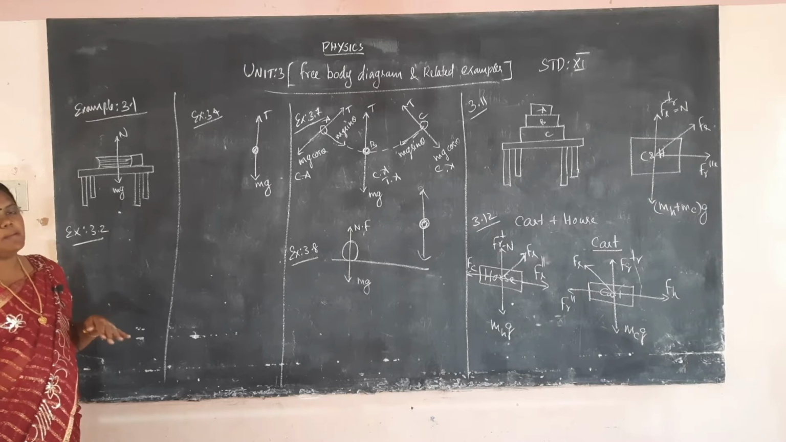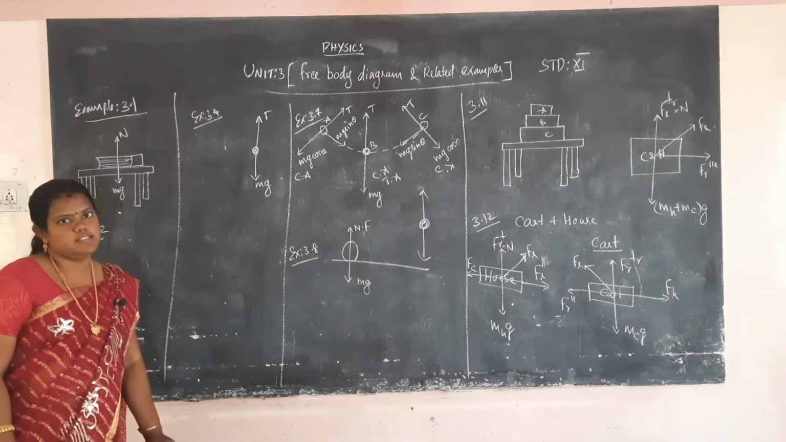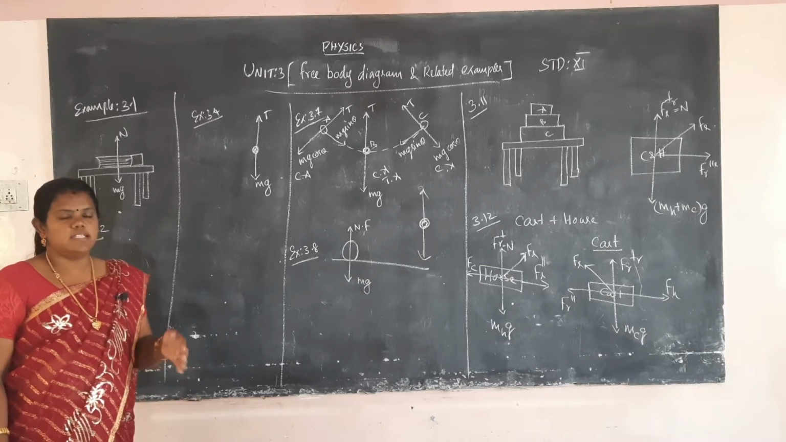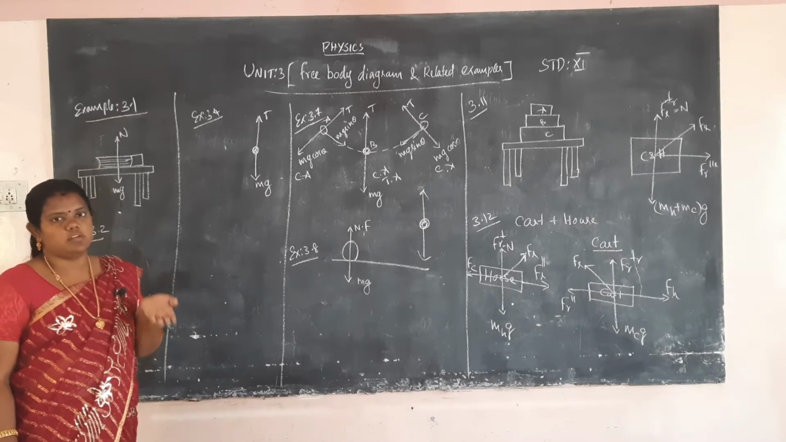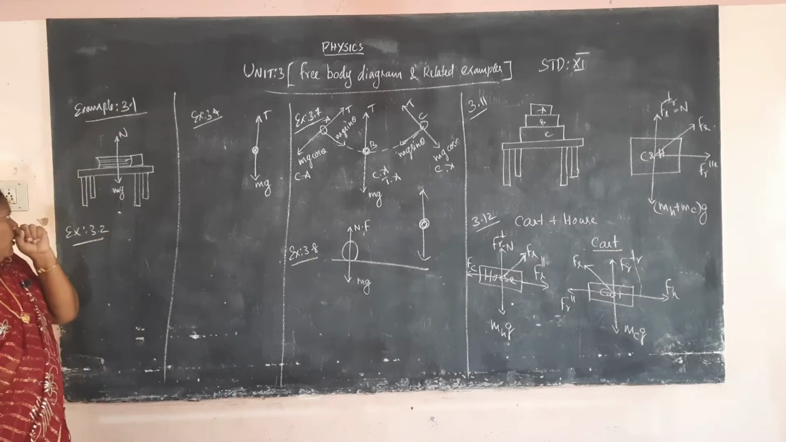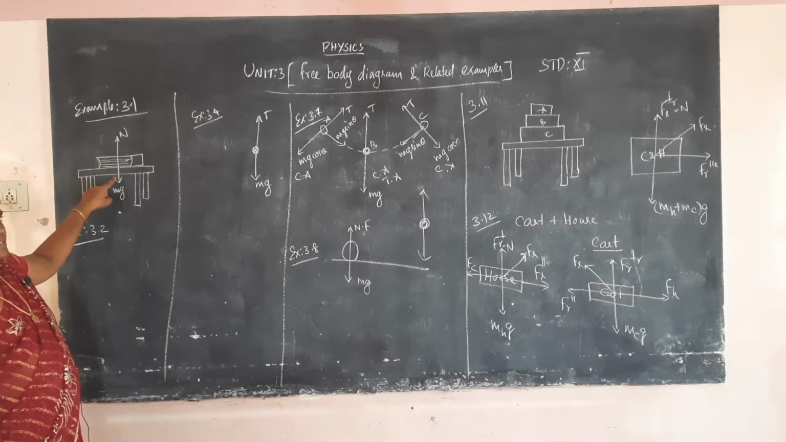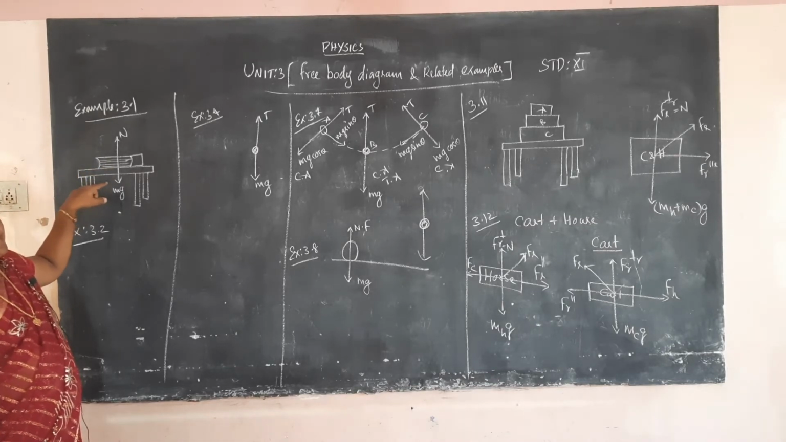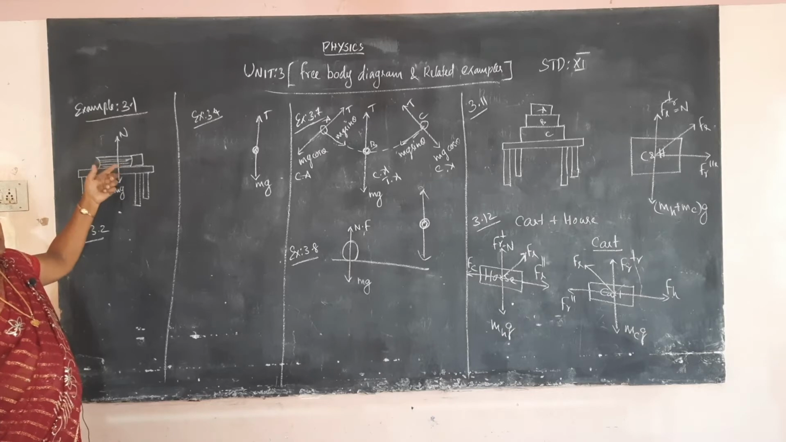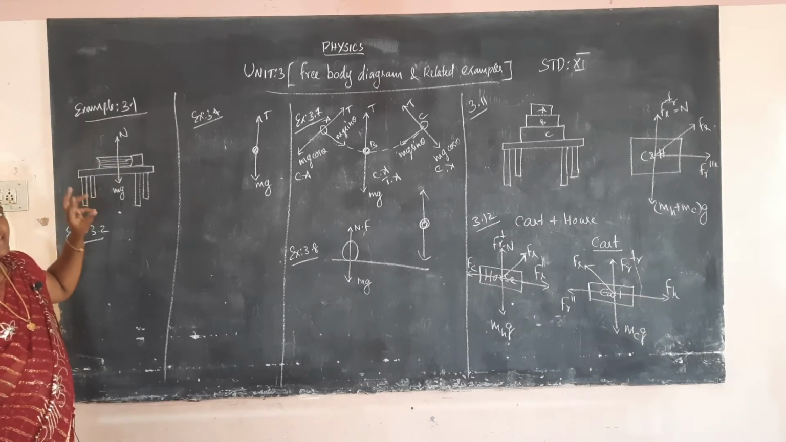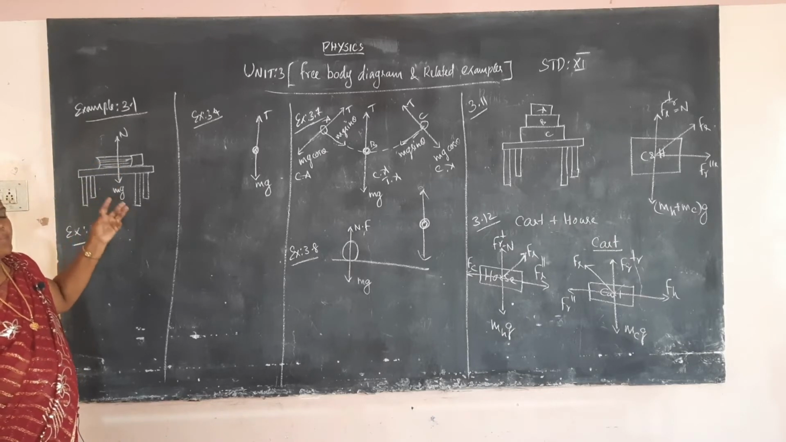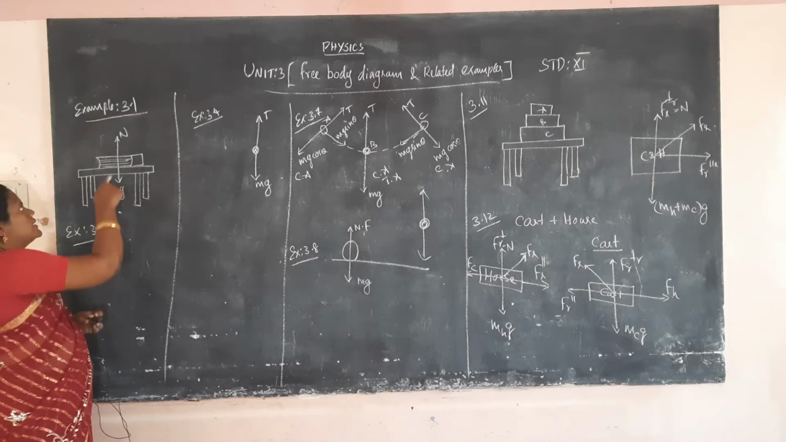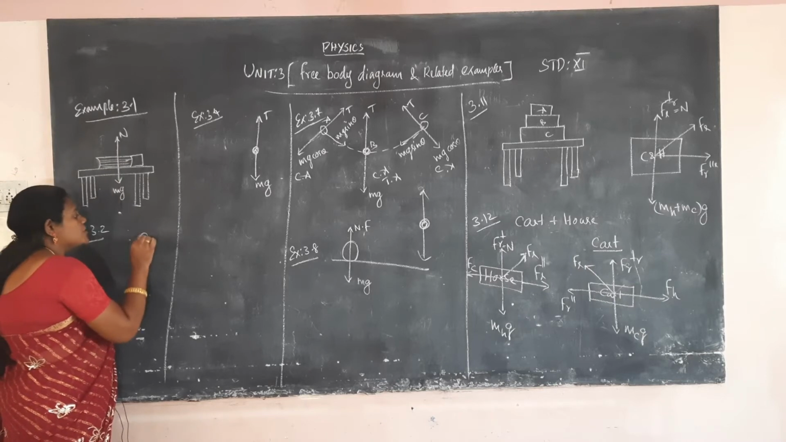The table gives a force on the book, and the book gives a force on the table. The table applies an upward force on the book. So two forces are acting, and both have to be mentioned when drawing the free body diagram. How do we draw it? The book is shown as a point mass.